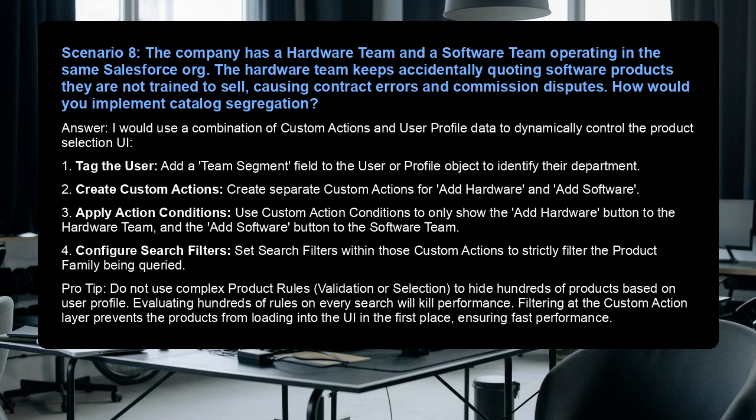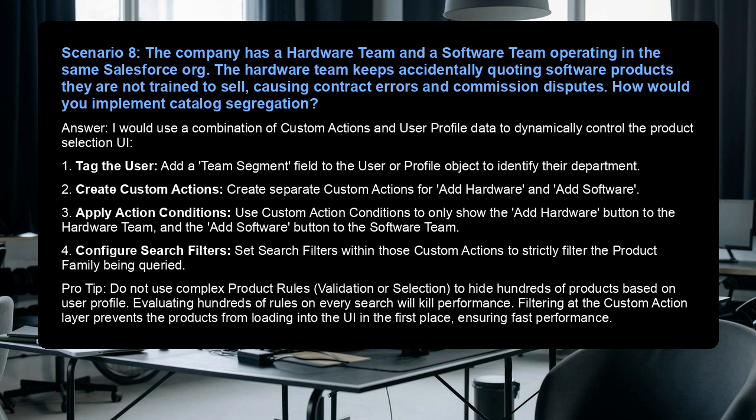1. Tag the user. Add a team segment field to the user or profile object to identify their department. 2. Create custom actions. Create separate custom actions for add hardware and add software. 3. Apply action conditions. Use custom action conditions to only show the add hardware button to the hardware team and the add software button to the software team. 4. Configure search filters. Set search filters within those custom actions to strictly filter the product family being queried.